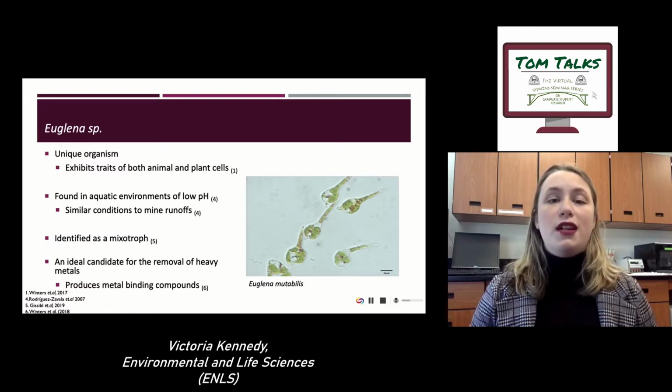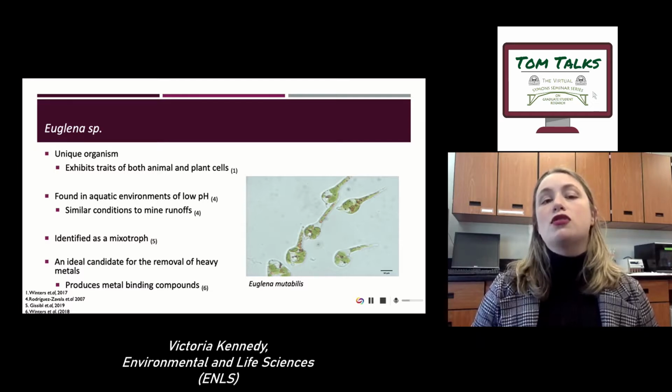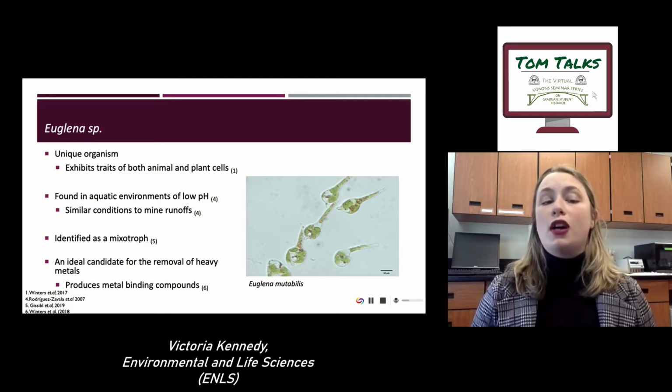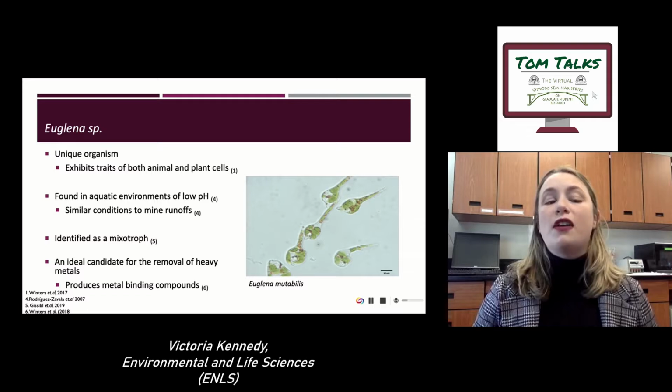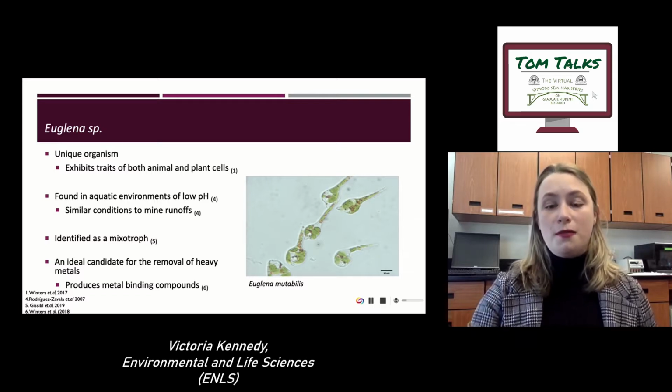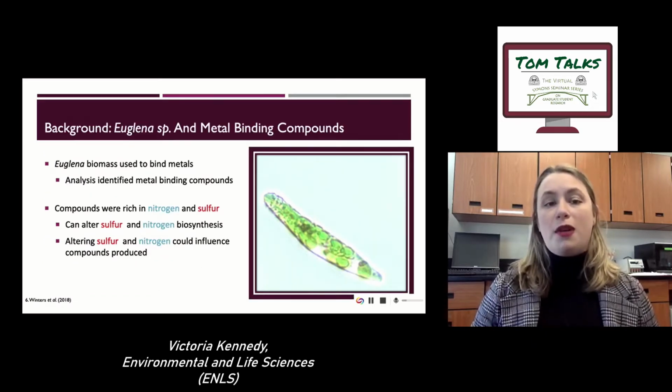Euglena has been identified as a mixotroph, which just means that it can obtain its nutrients one of two ways. It can either obtain nutrients through photosynthesis, similar to plants, or it can obtain its nutrients through external glucose sources in its environment. And Euglena has been identified as an ideal candidate for the removal of heavy metals, specifically because it's been found to produce metal-binding compounds. So I'm going to talk to you about those compounds now.